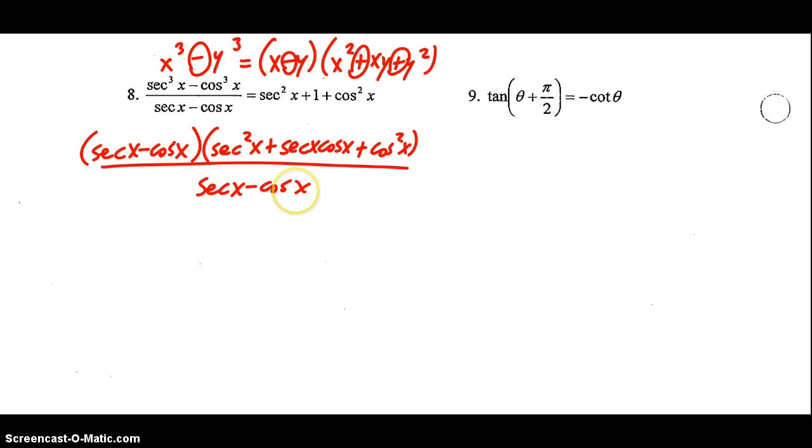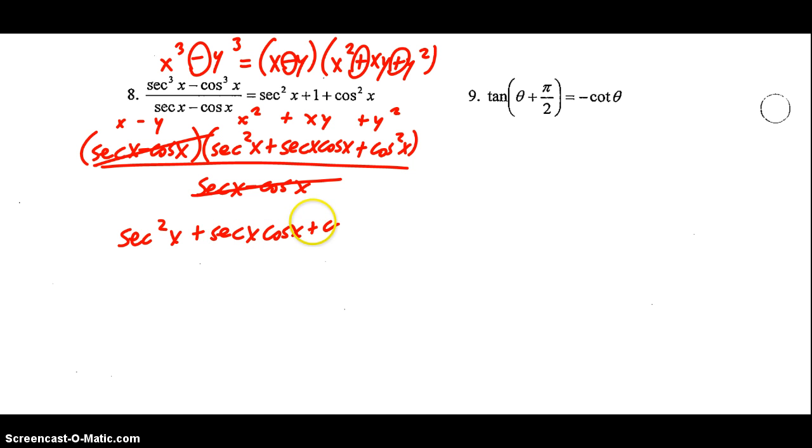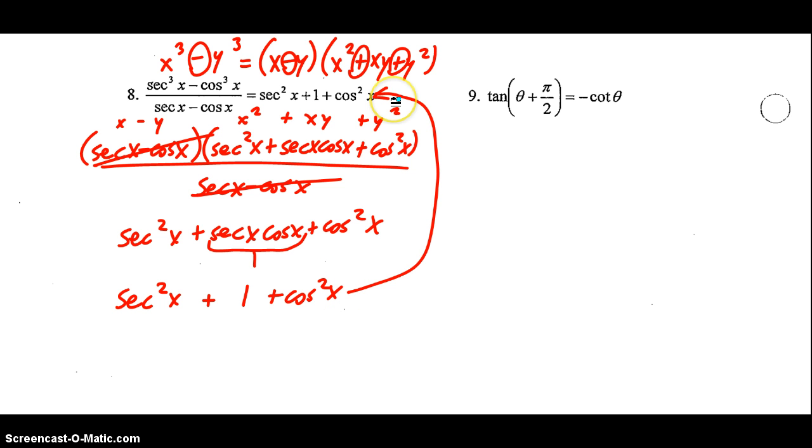All I did was factor it, right? It still has the same format, x minus y, x squared plus xy plus y squared. The secant x minus cosine x cancel, and I'm left with secant squared x plus secant x cosine x plus cosine squared x. You notice we look very similar to where we're headed, but this time secant x cosine x equals 1. That's one of our properties. So you get secant squared x plus 1 plus cosine squared x, which is exactly where we want to be.